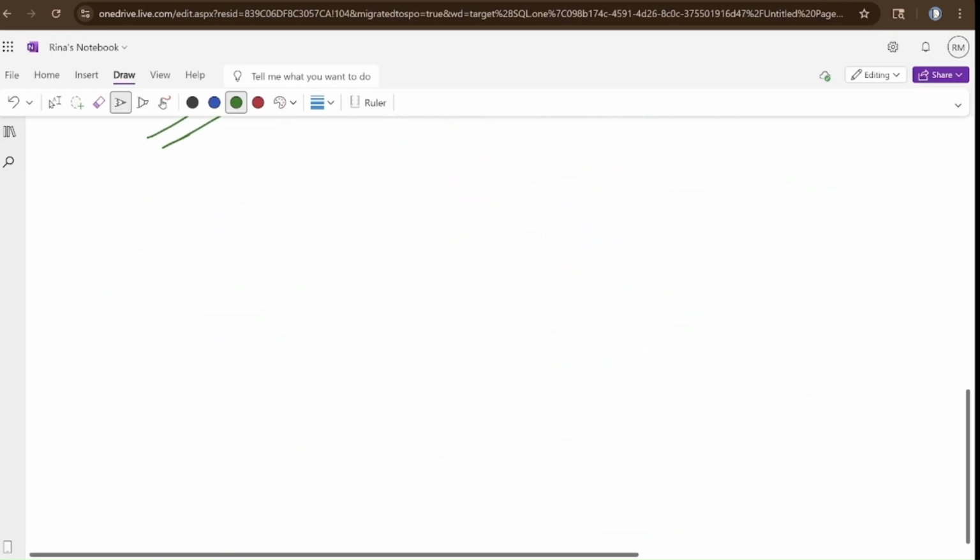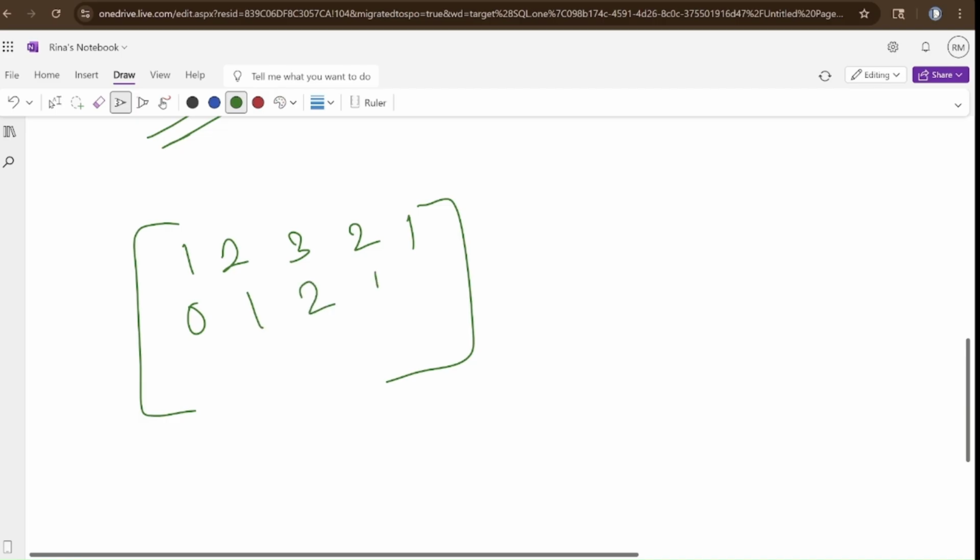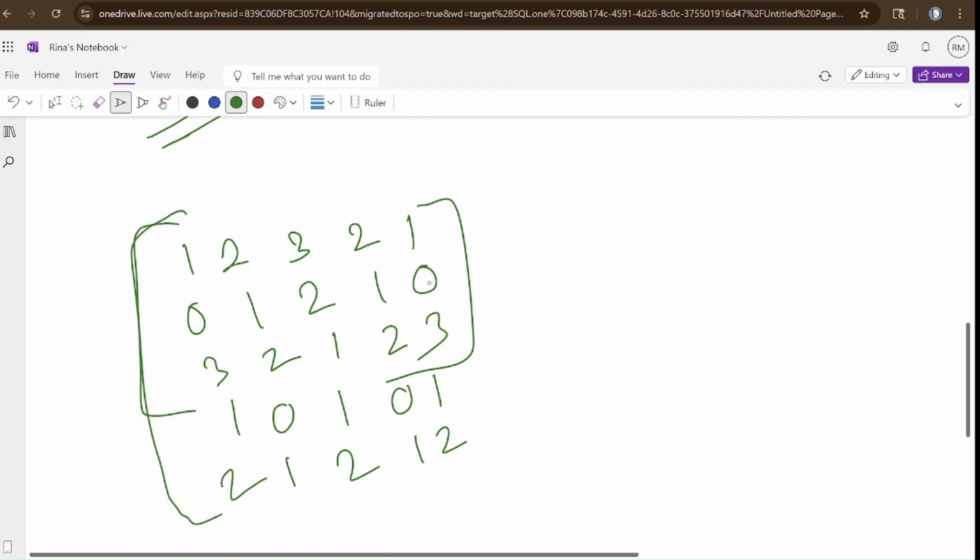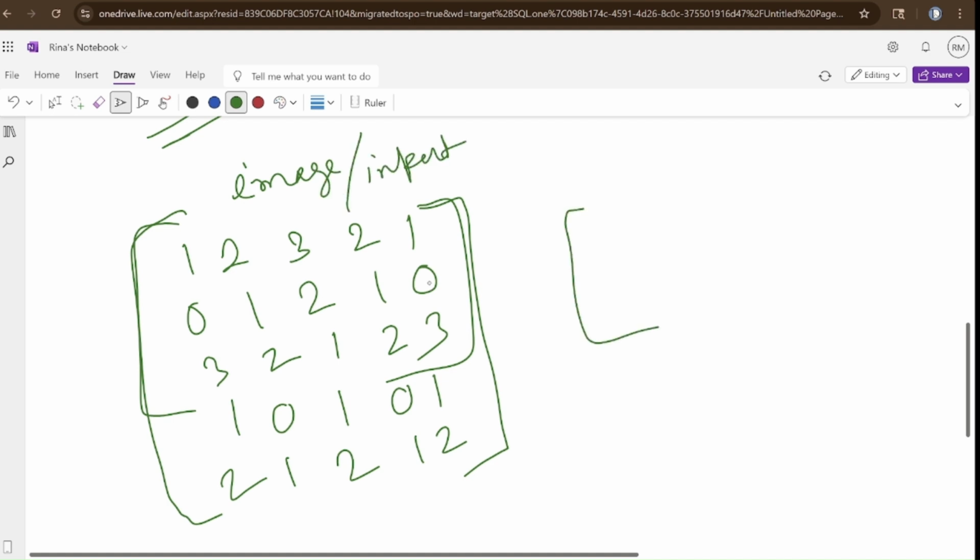See, first you are given the image. Image means a collection of pixels, that is, values. So I can write, let's say, 1 2 3 2 1 0 1 2 1 0 3 2 1 2 3 1 0 1 0 1 2 1 2 1 2. Whatever values you want to take, you can just take. Okay, this is your image, or I can say input. Fine. Next you take the filter, or we can say kernel.